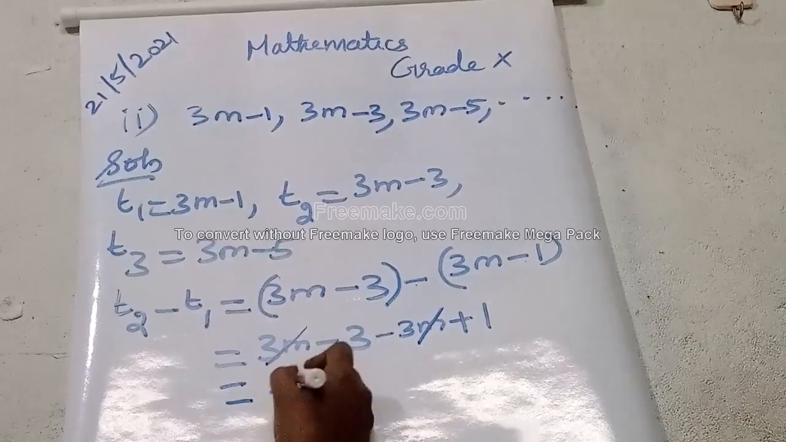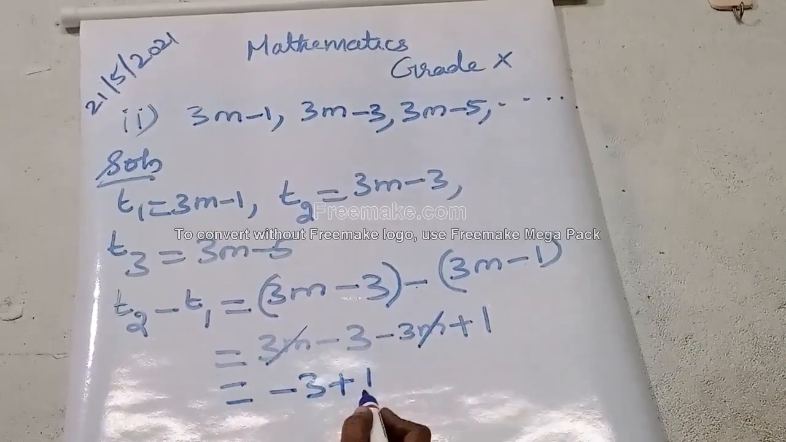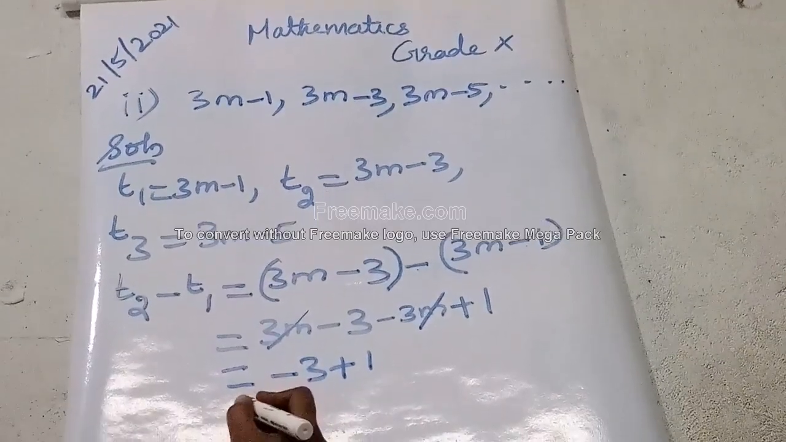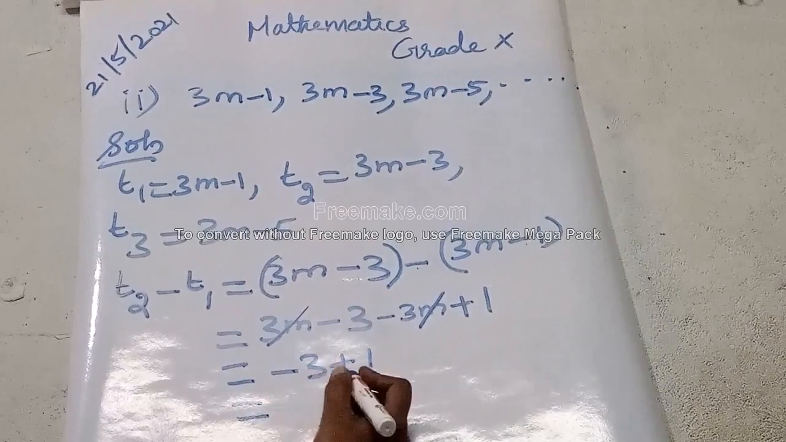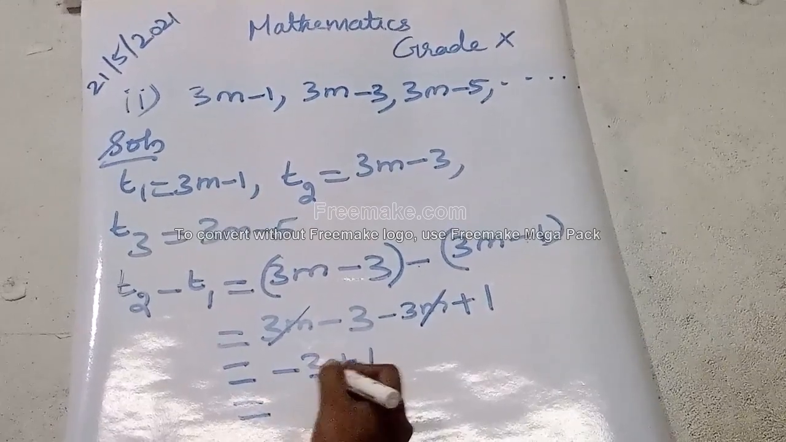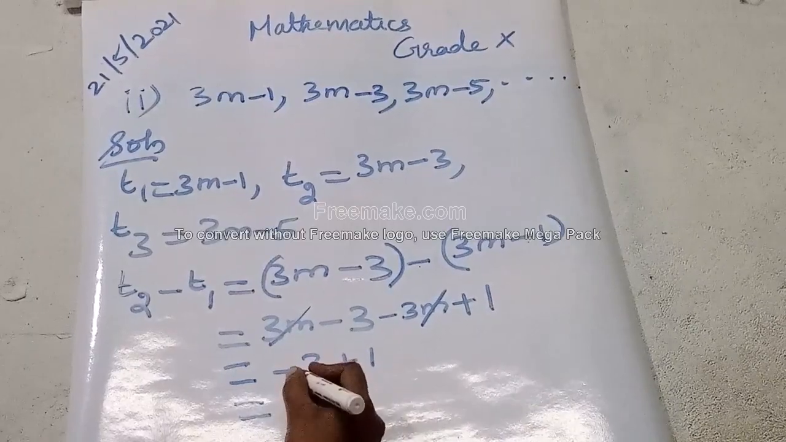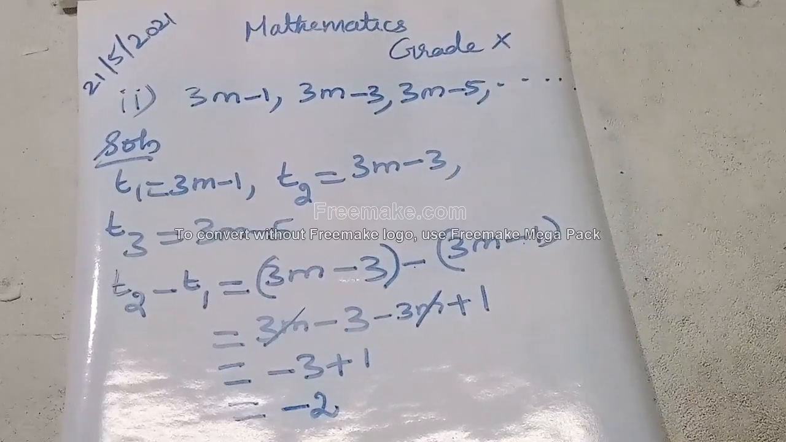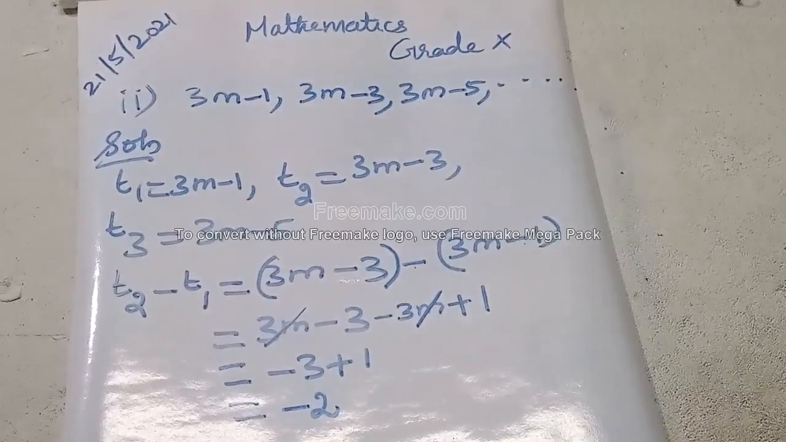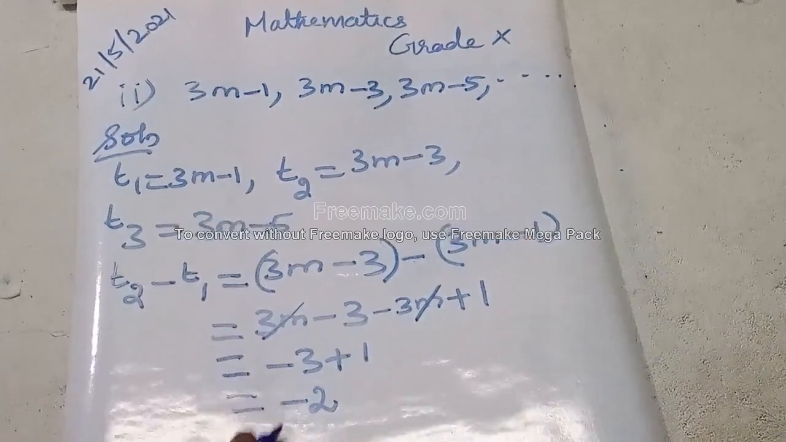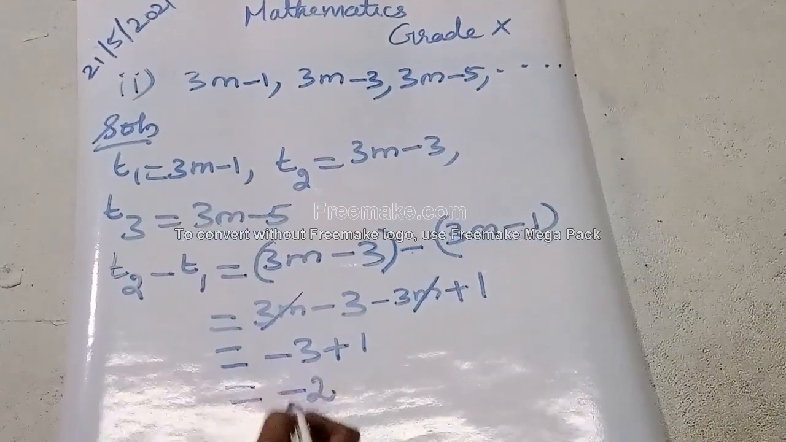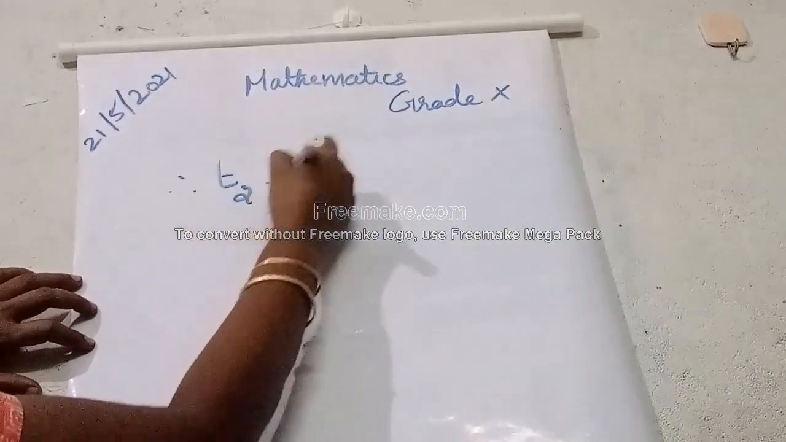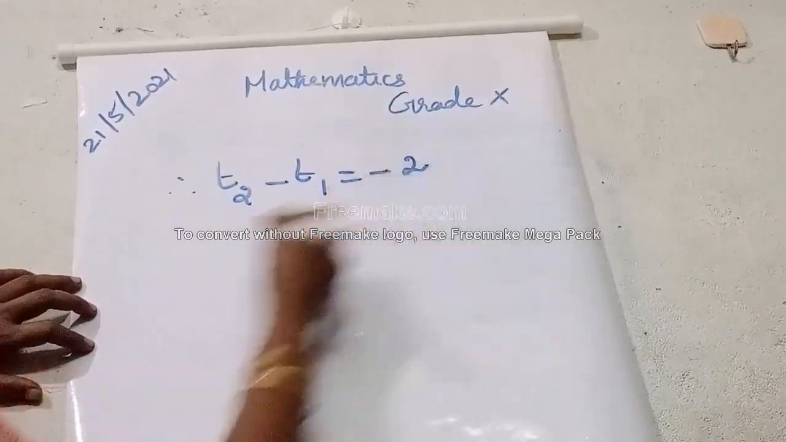Remaining terms we have minus 3 plus 1. One is positive, one is negative, so we should subtract. Minus 3 plus 1, we have to subtract from one another. So, 3 minus 1 is 2. Here the greater number has the minus sign, so we have to give the minus sign. We have to subtract from one another, and whichever is greater, that sign we have to use. Therefore, T2 minus T1 is equal to minus 2.